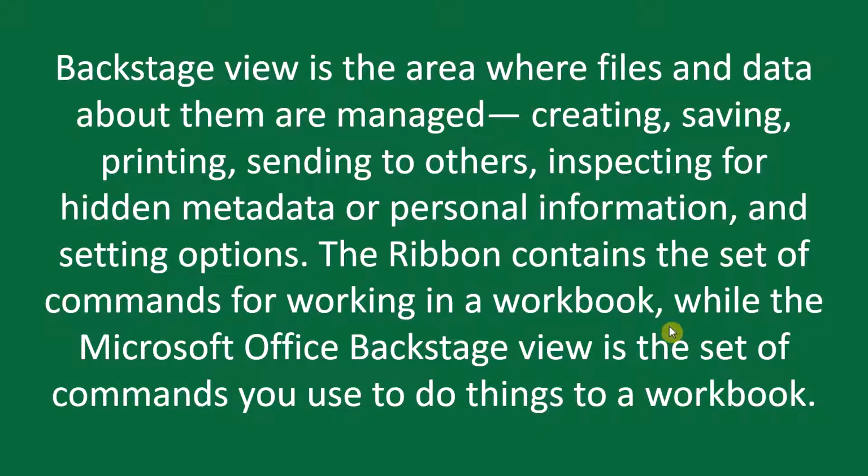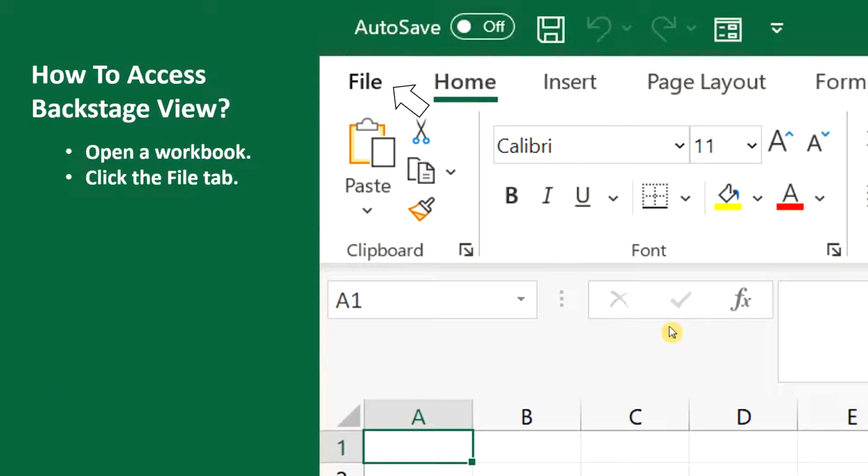Backstage View is the area where files and data about them are managed: creating, saving, printing, sending to others, inspecting for hidden metadata or personal information, and setting options. The ribbon contains the set of commands for working in a workbook, while the Microsoft Office Backstage View is the set of commands you use to do things to a workbook.